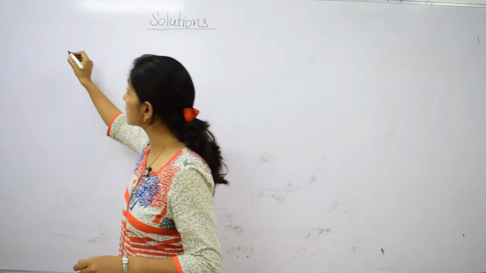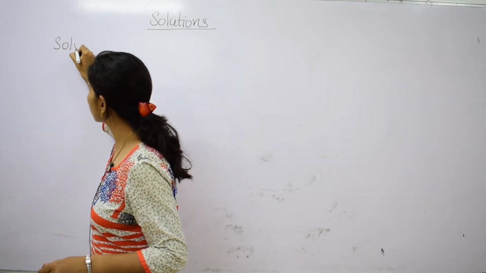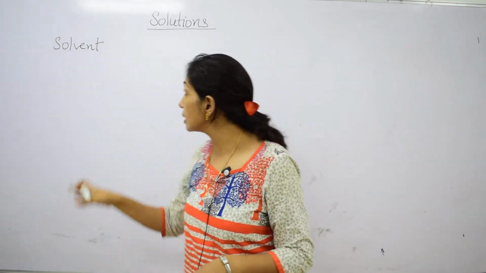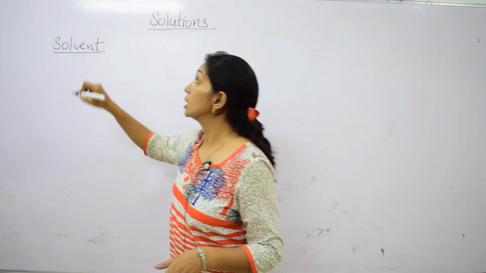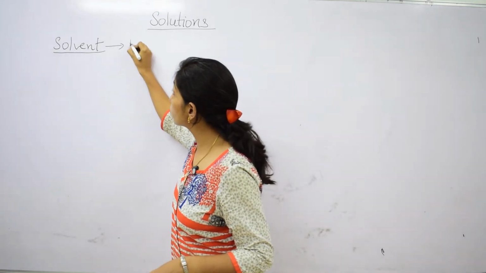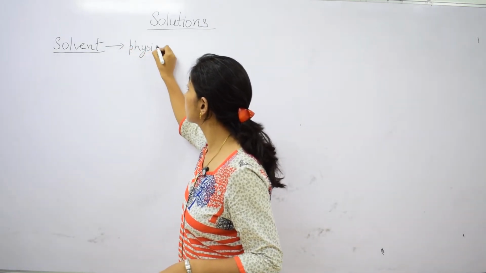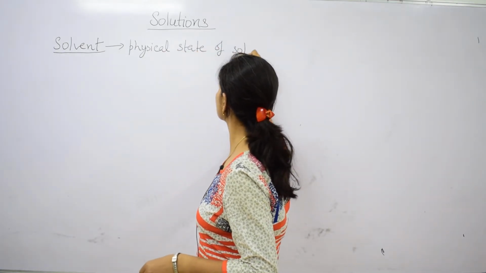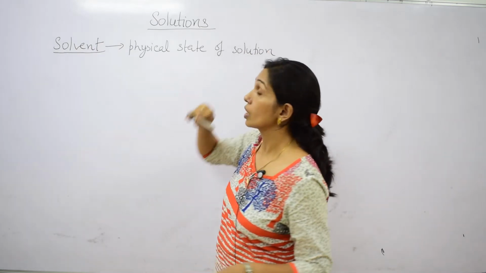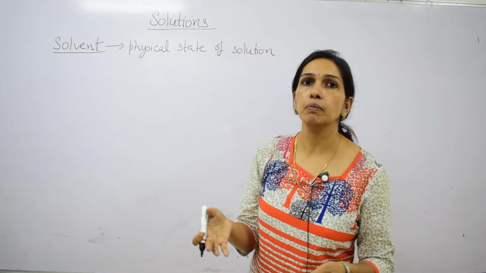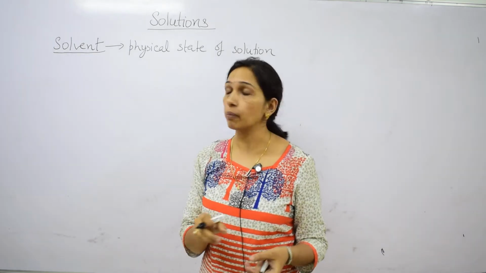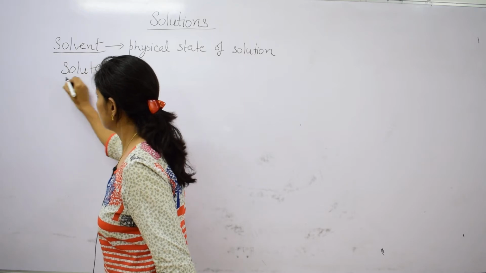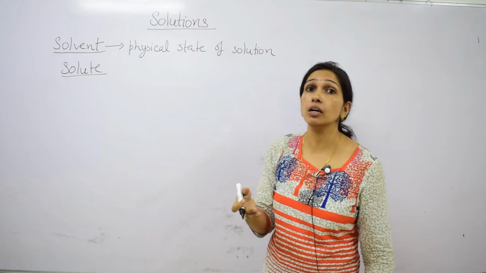Now, the component present in its largest quantity in a solution is called solvent, and it decides the physical state of the solution, and one or more components present in smaller amount are called solute. Solute may be one or more.